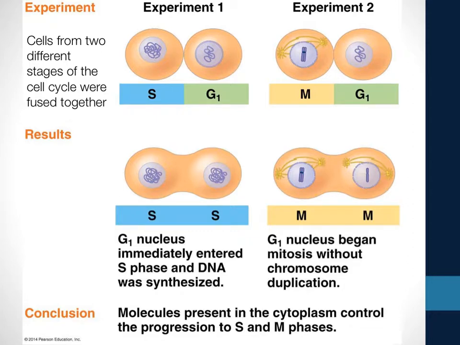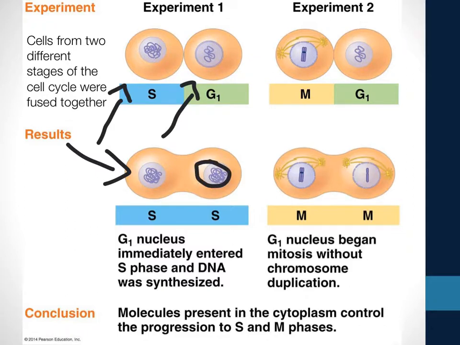So you can see when they took a cell that was in S phase and they took a cell that was in G1 phase and fused them together to make a larger cell, the cell immediately started S phase, even though one nucleus from one of the original cells had not finished going through G1 yet.